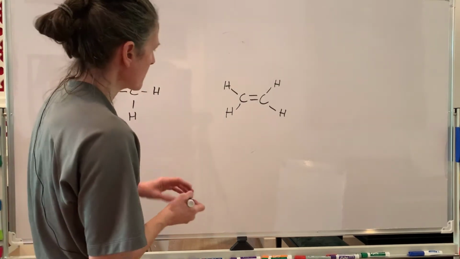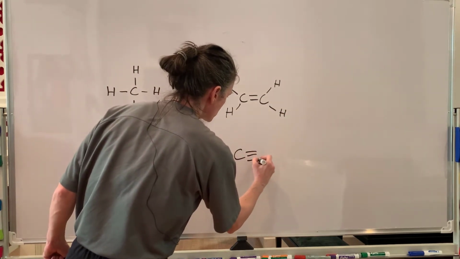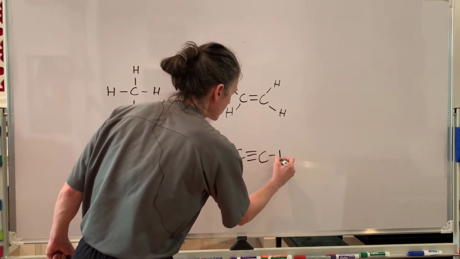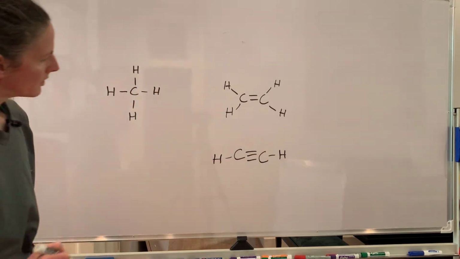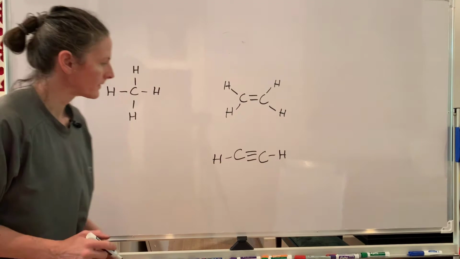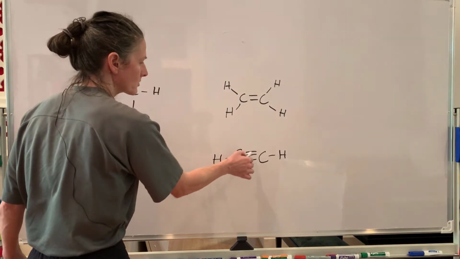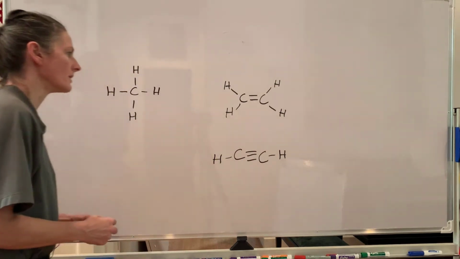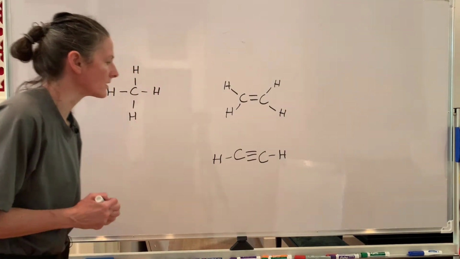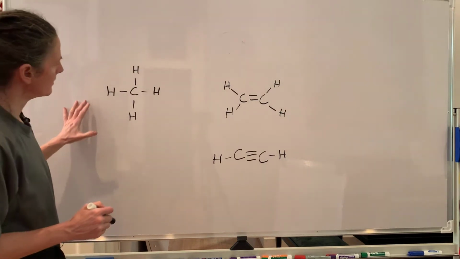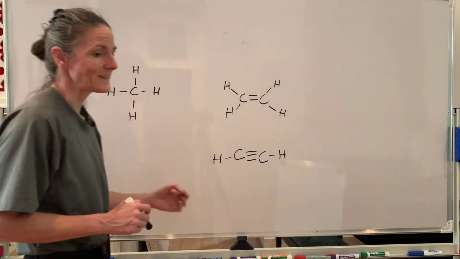Now, let's look at another arrangement we could have. We could have a carbon that is triple bonded to another carbon and also bonded to another hydrogen. So this would be acetylene, and either way, you can count 4 covalent bonds, a triple bond and a single covalent bond. So carbon always makes 4 covalent bonds. And when it makes covalent bonds with hydrogen, it always shares the electrons equally.